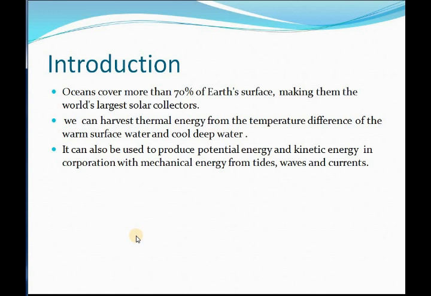The ocean actually covers 70% of the Earth's surface. So these are the major solar collectors. They collect the solar energy. We can harvest the energy from the oceans in two different types. That is the thermal energy, which is obtained from the temperature difference between the warm surface water and the cool deeper waters, as well as the potential energy and the kinetic energy, which is accompanied with the mechanical energy from the tides, waves and the currents of the oceans.